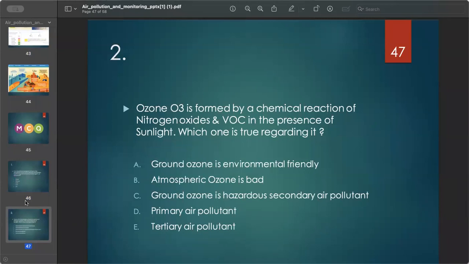Question number two: ozone O3 is formed by a chemical reaction of nitrogen oxide and VOCs in the presence of sunlight. Which one is true regarding it? Option C: ground ozone is a hazardous secondary air pollutant. Yes, it's the right answer.